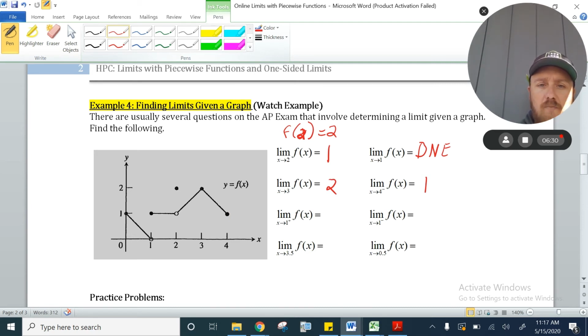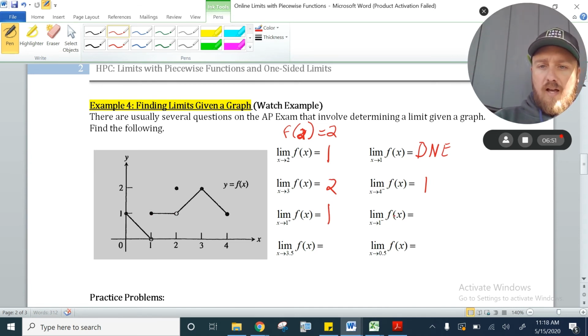Here's another good one. We do have part of our graph on the left. We have part of our graph on the right. They do not approach the same value, but we can look at this one-sided limit and say, as x approaches 1 from the right-hand side, we're approaching 1. As the function approaches 1 from the left, we're approaching 0. So the one-sided limits exist, the two-sided limit does not.